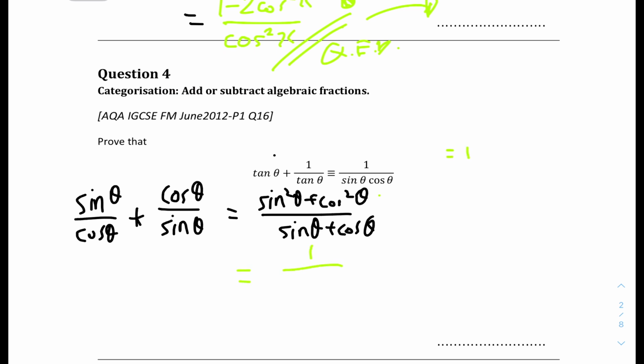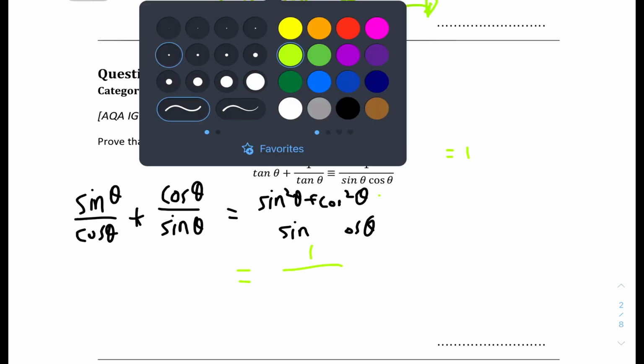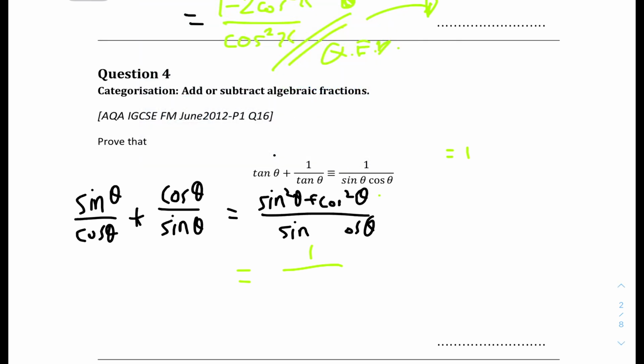Oops, sorry, this shouldn't be a plus, it should just be a times, times by cos, like so. And then the bottom will just be sine theta cos theta, which is what we need to prove. Sine theta cos theta. And that's the answer.